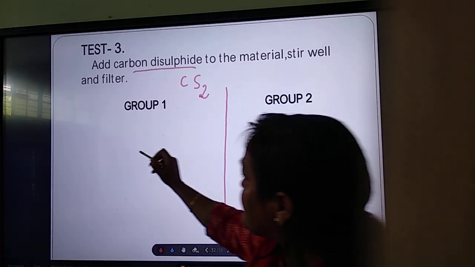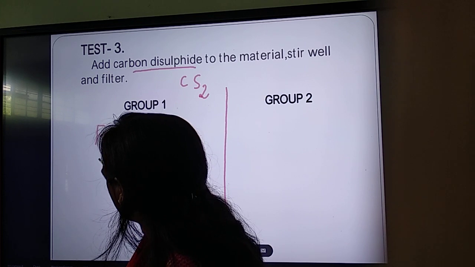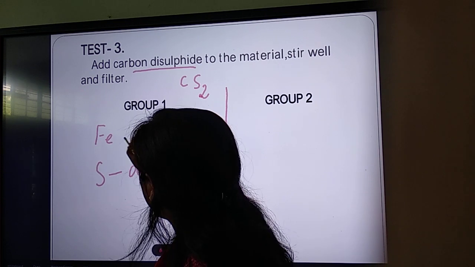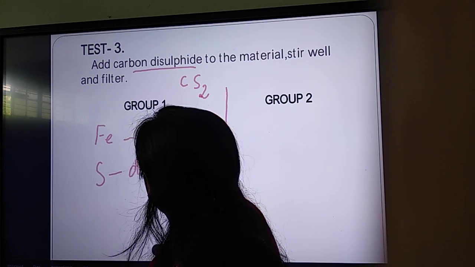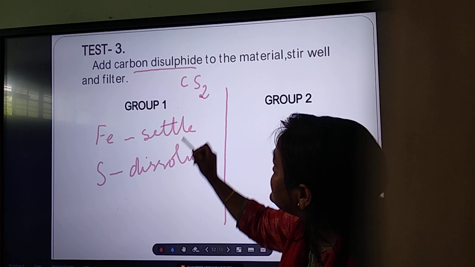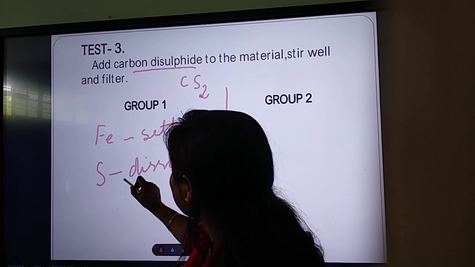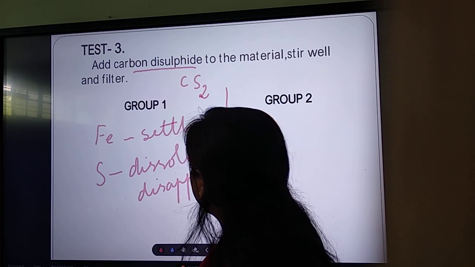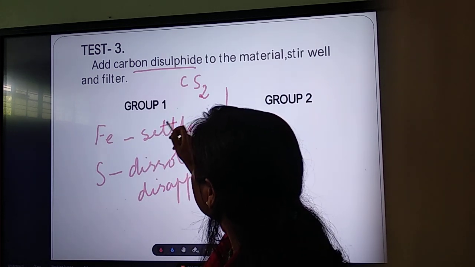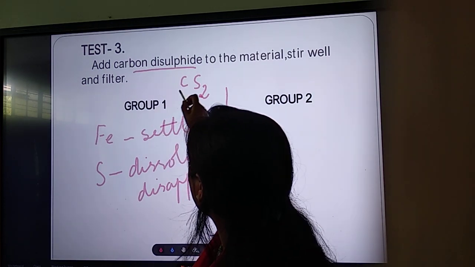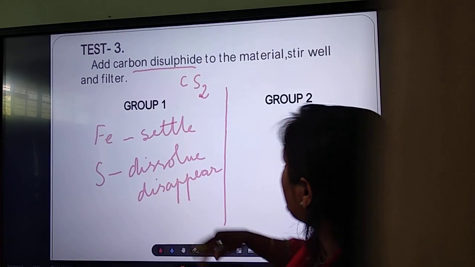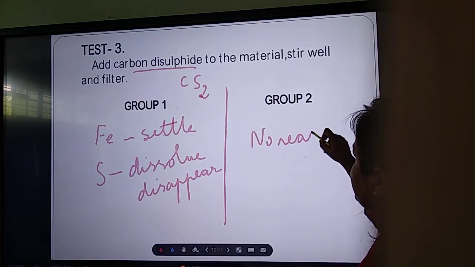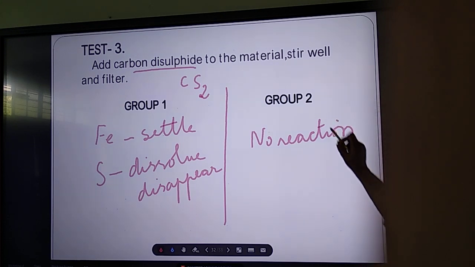Out of iron filings and sulfur powder, the sulfur will dissolve in the carbon disulfide and disappear, because it has a low melting point. The iron filings will settle at the bottom of the beaker, because it is a metal and will not dissolve in carbon disulfide. In case of group 1, there will be no reaction.